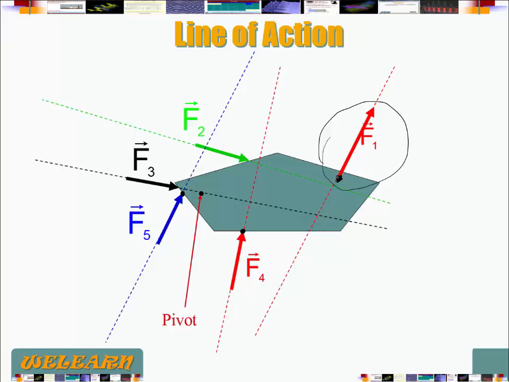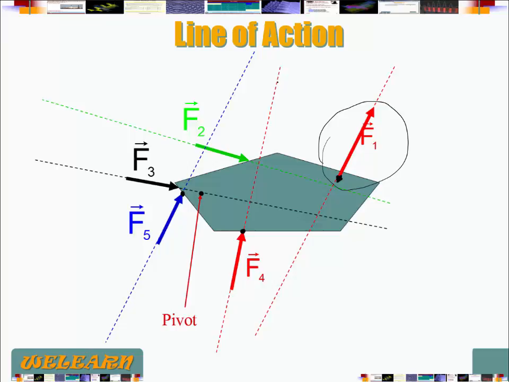It does not matter where the force starts or ends as long as the line of action is parallel to that force. Check F2, for example. That's the line of action of F2. That green dashed line. F3, the black dashed line. Note that for F3, the line of action goes through the pivot. So far, whenever I mentioned line of action, I didn't speak of the pivot. It does not matter. All that matters is the direction of the force.